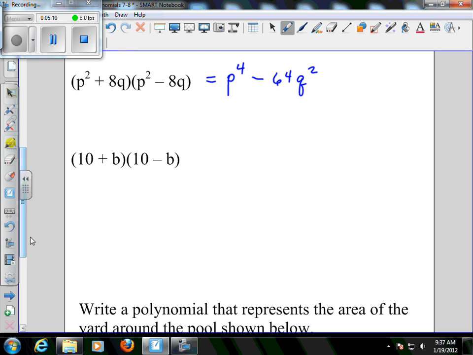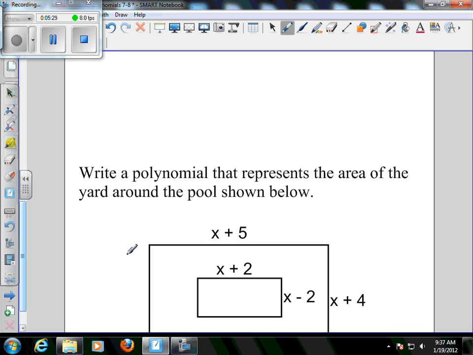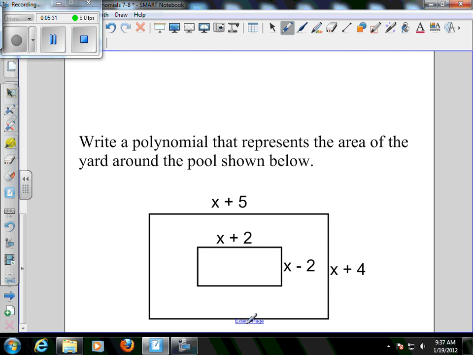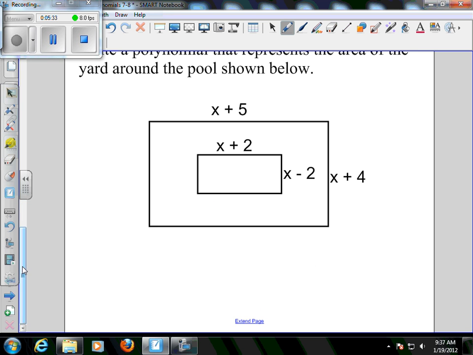A lot easier than foiling. Let's try this one again. 10 plus b, 10 minus b. That fits our format. Square your first term, you get 100. Put down your minus. Square your last term, you get b squared. So 100 minus b squared. Okay? And so now, moving on to the next problem.